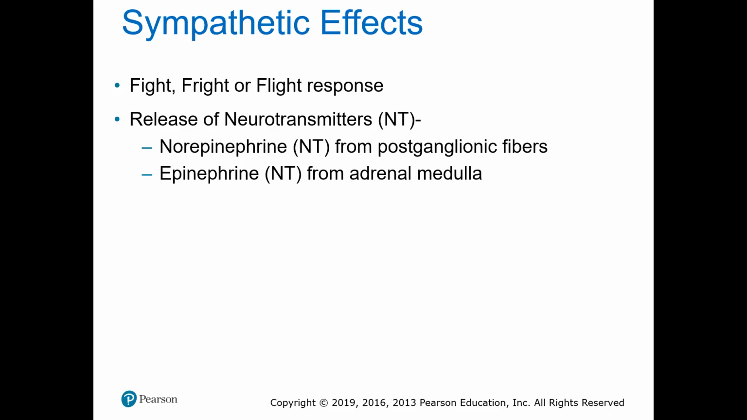Now, the neurotransmitters involved here, with the sympathetic side, is going to be norepinephrine. Norepinephrine from the post-ganglionic neurons, but also epinephrine from the adrenal medulla. The adrenal gland has a cortex, the outer covering of it, and the medulla is the inner portion. This is where epinephrine and norepinephrine also get released from. So norepinephrine from the post-ganglionic neuron and epinephrine from the adrenal medulla.